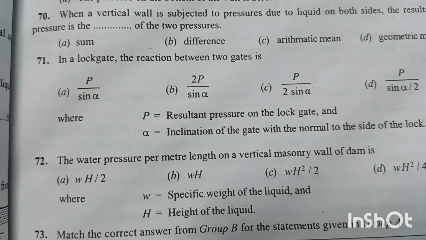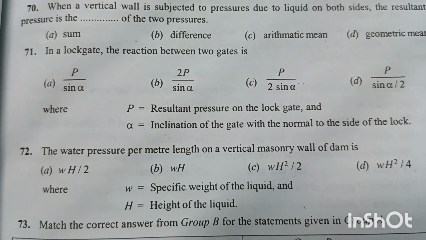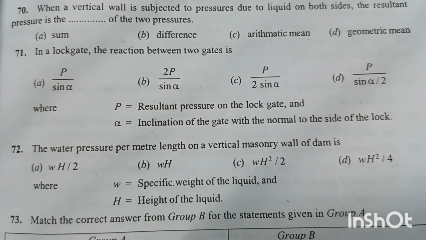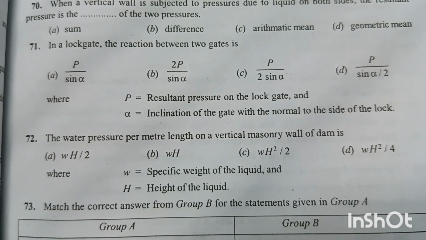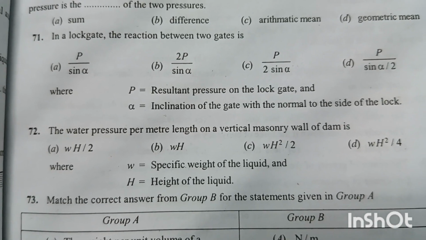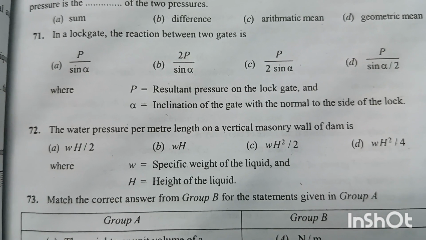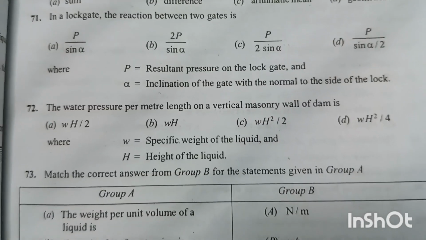Question number 72. The water pressure per meter length on a vertical masonry wall of the dam is WH square by 2. Option C is the right answer, where W is the specific weight of the liquid and H is the height of the liquid.